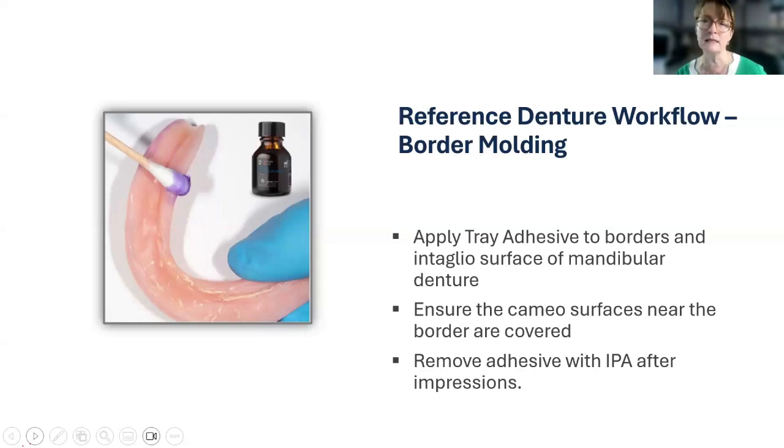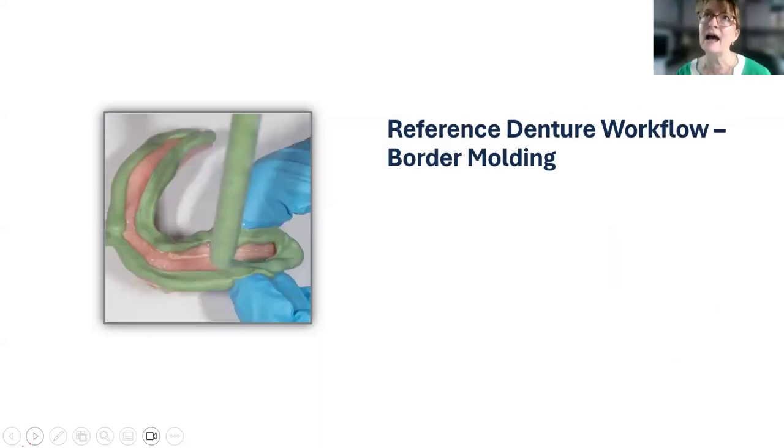Oftentimes people are a little hesitant about doing that, but I will tell you that if the material starts to break away from the denture itself, it's no longer accurate, right? That material is moving. So it's important to use the tray adhesive. And how you would remove it is with isopropyl alcohol and a good stiff denture brush, and that removes that tray adhesive after you peel out the impression material.